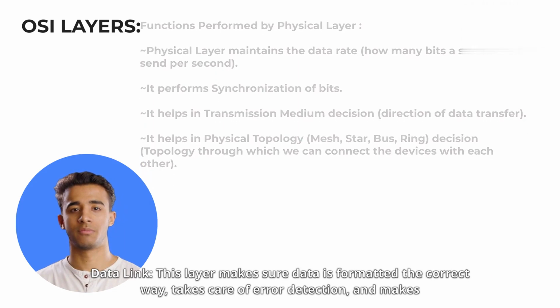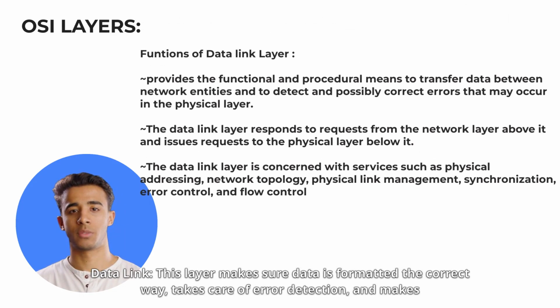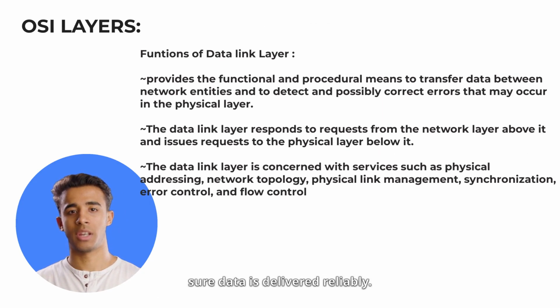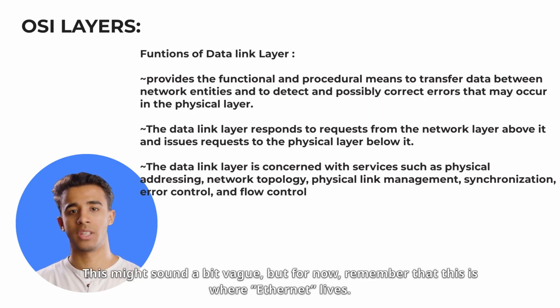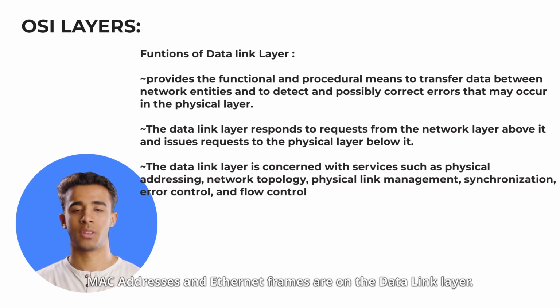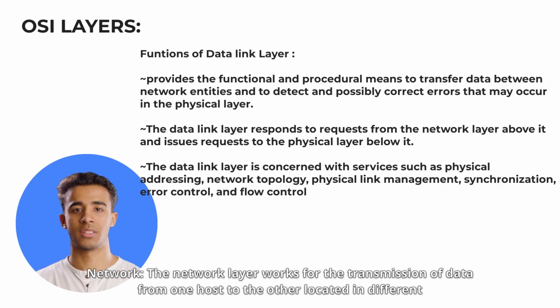Data link. This layer makes sure data is formatted the correct way, takes care of error detection, and makes sure data is delivered reliably. This might sound a bit vague, but for now, remember that this is where Ethernet lies. MAC addresses and Ethernet frames are on the data link layer.